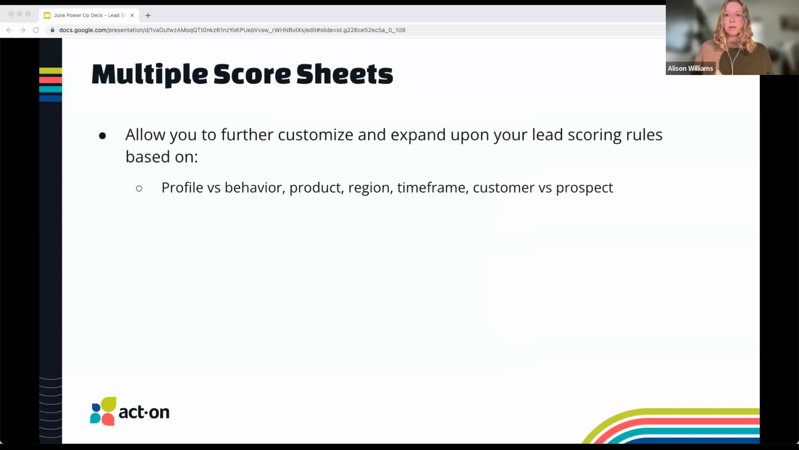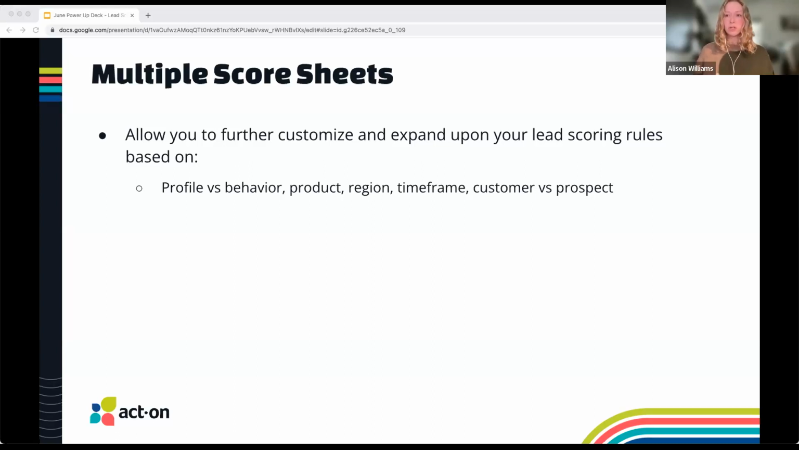So in Act-On, you can have multiple score sheets to kind of allow you to customize your scoring even further. You can expand upon your scoring rules. So coming back to the idea of profile versus behavior, you could have a score sheet for each. You could have a score sheet that calculates lead score in the last 90 days, lead score in the last week, lead score in all time. You could have one that's for a specific product or a specific campaign or for customers versus prospects.